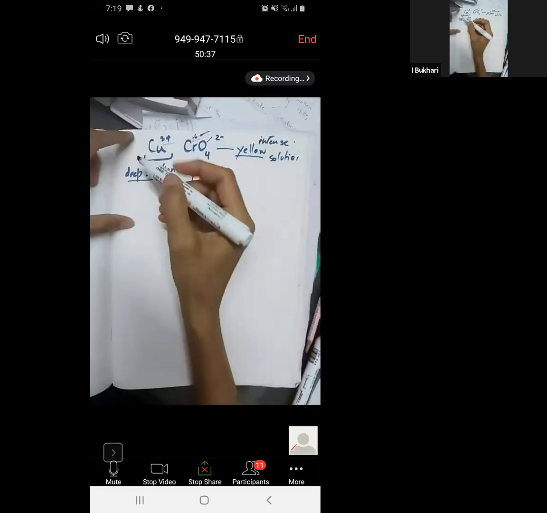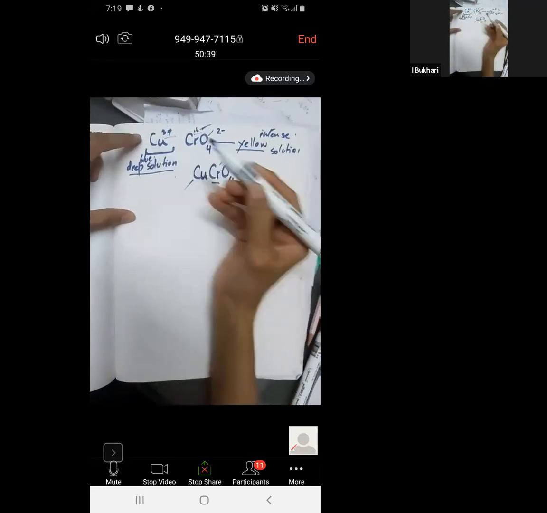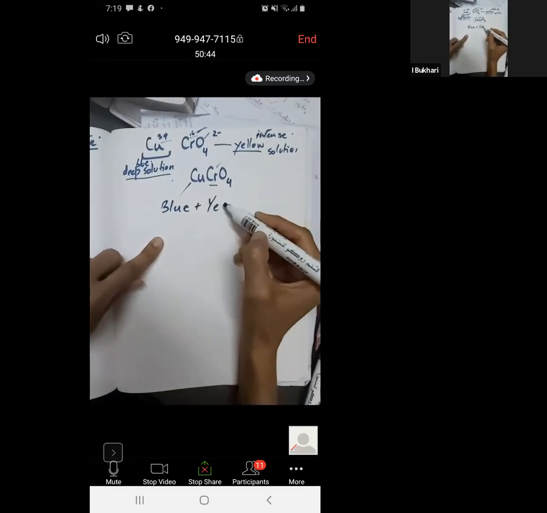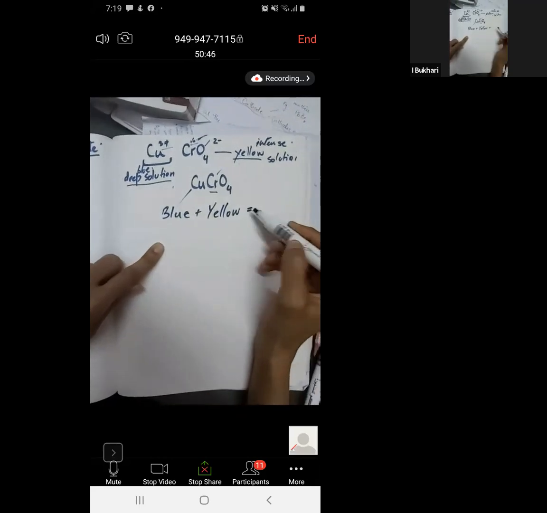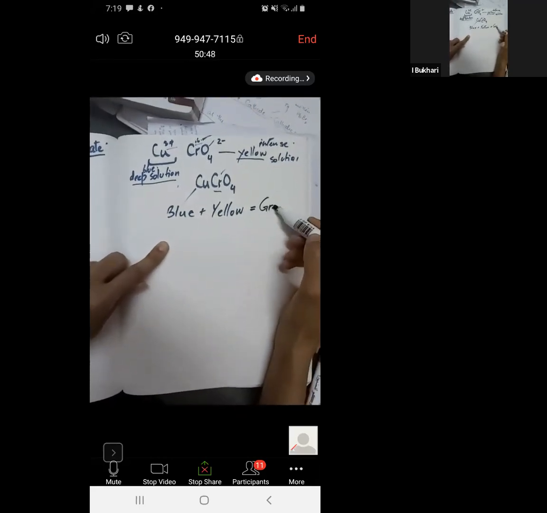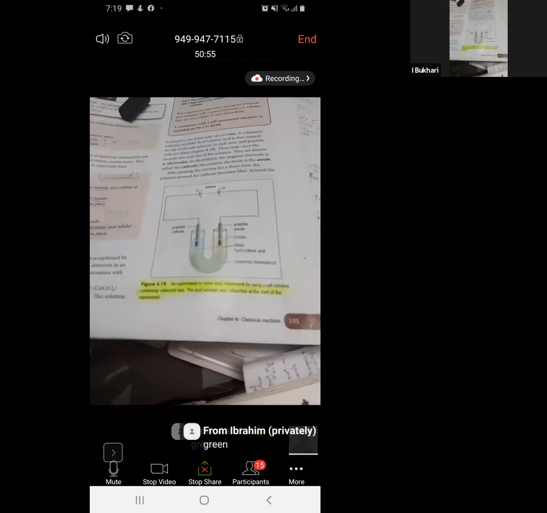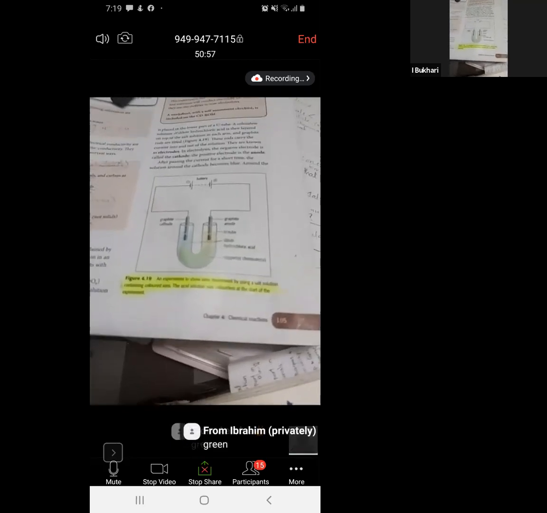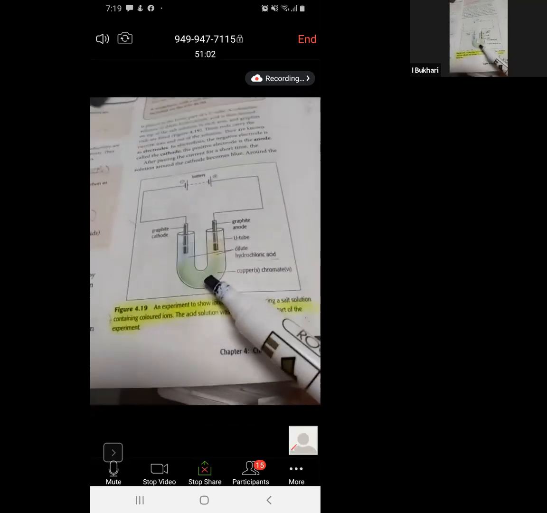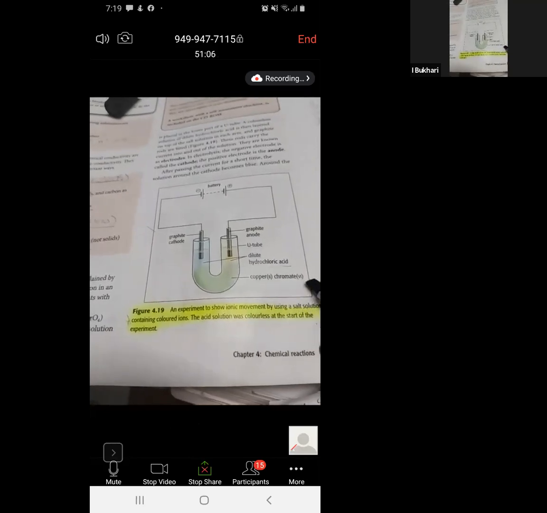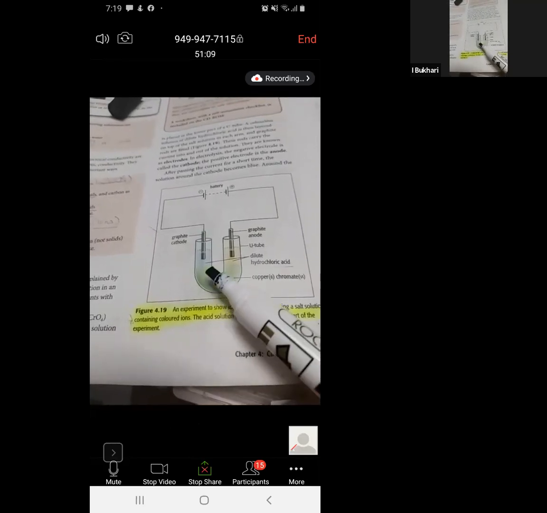What color do you get when you combine blue with yellow? You get green, right? So in this picture, which is given in your book, you see that the solution at the bottom of this U tube is green in color because it has both copper 2+ and chromate, CrO4 2-. Blue and yellow are mixed here.